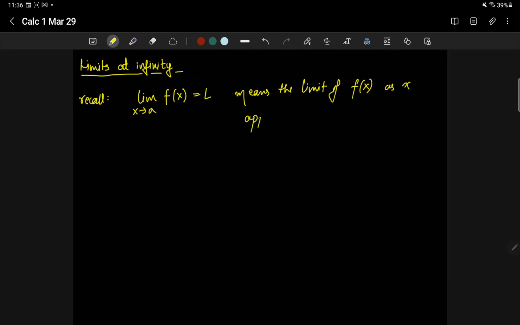Recall that this particular notation means the limit of f of x as x approaches a is L. Technically, this means that we also need the left hand limit to equal the right hand limit.